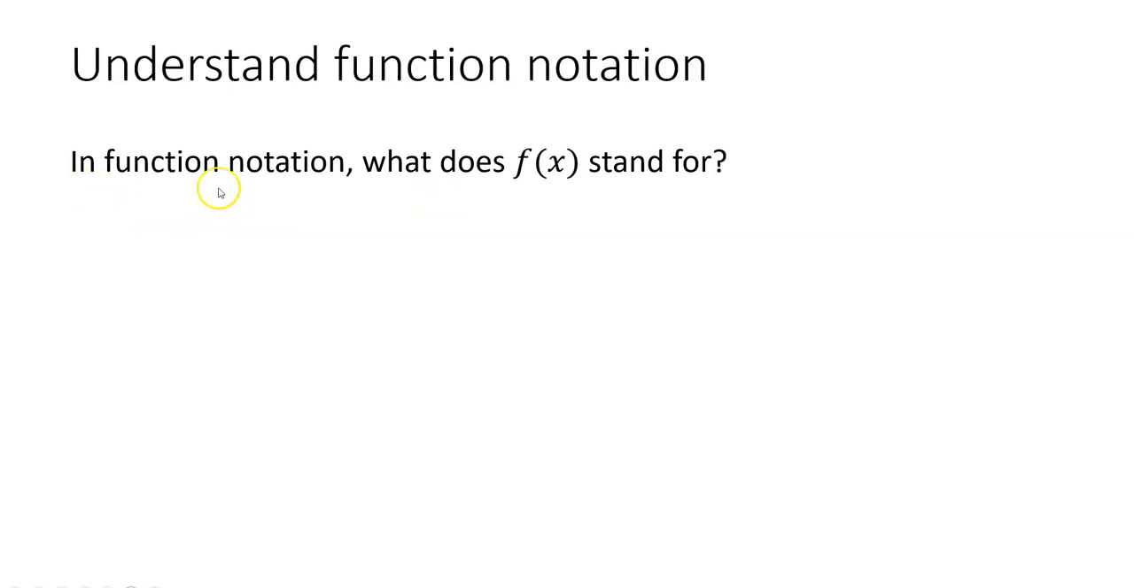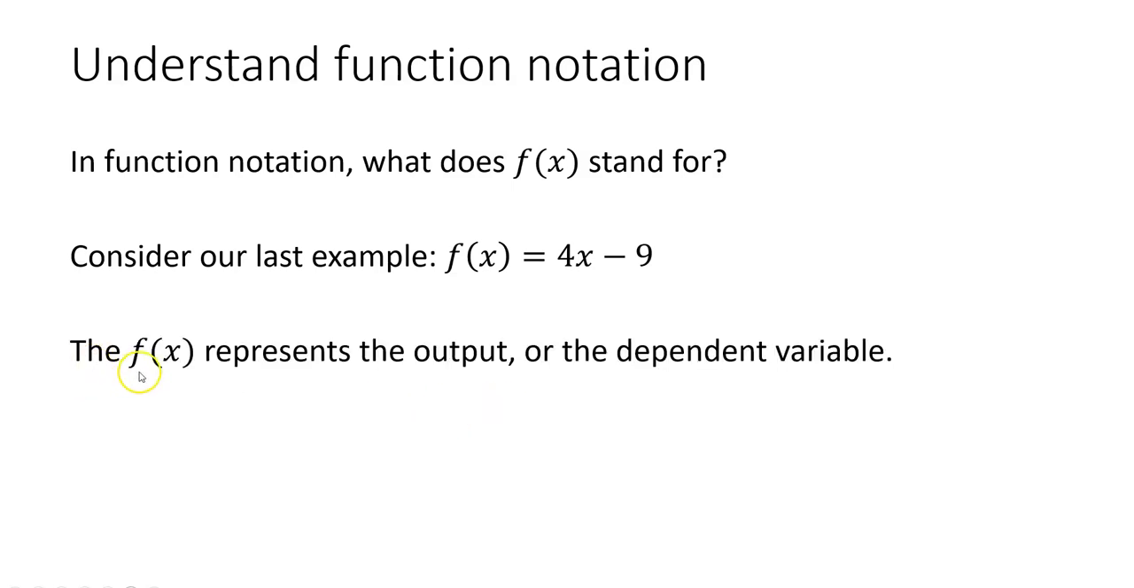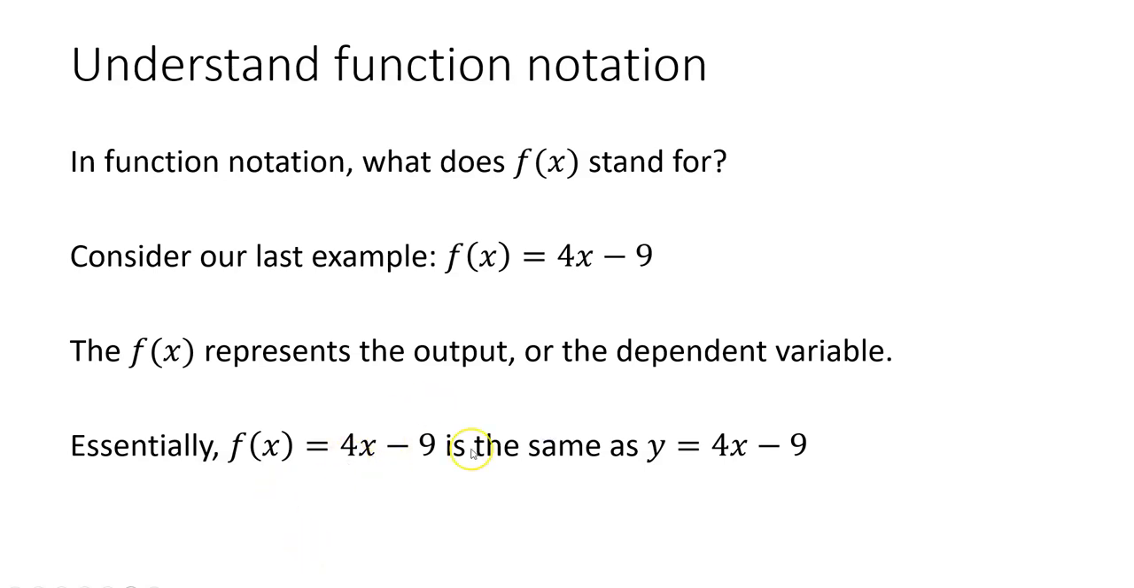Let's look at another one. If we have function notation, what does the f of x stand for? Well, we kind of just talked about this in our last example. The f of x represents the output. So when I said f of x and y are kind of the same thing, it represents the output. It represents the dependent variable. So f of x equals 4x minus 9 is the same as y equals 4x minus 9.